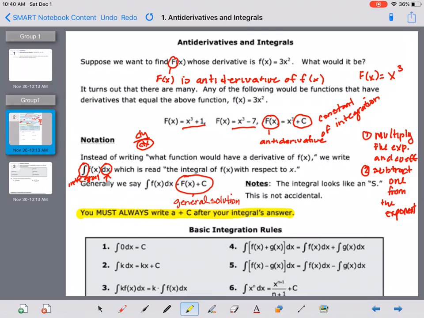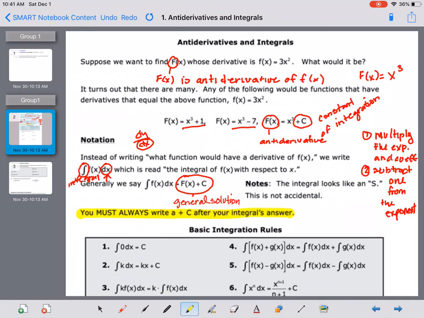Now the difference between antiderivative and integrals is very much like the difference between derivative and instantaneous rate of change. Remember, derivative gave us the equation that led us to slope. Once we plugged in a value and we got a numerical value in response, that became the instantaneous rate of change. So one being an equation, one being a value. That's kind of how antiderivatives and integrals work.